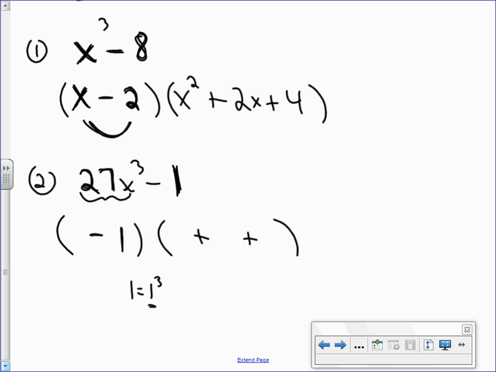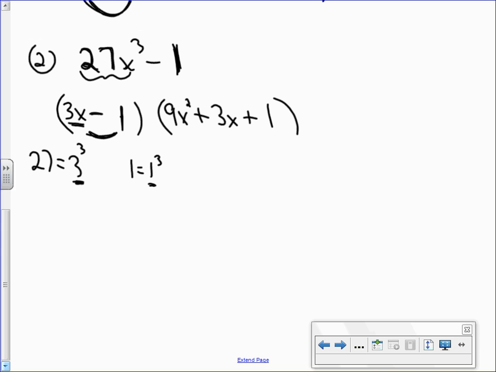You have to look at this part right here, 27. Think about what is cubed to give you 27, and that answer is 3. So you take that base, 3, and then you get your x. Once you get that binomial set, you're going to memorize what goes on the other end. So you're going to take 3x and square both the 3 and the x, so it becomes 9x squared. You're going to take 1 and square it, and then you're going to take these two numbers and multiply them together, and 3x times 1 is 3x. And that is how you factor by difference of cubes.